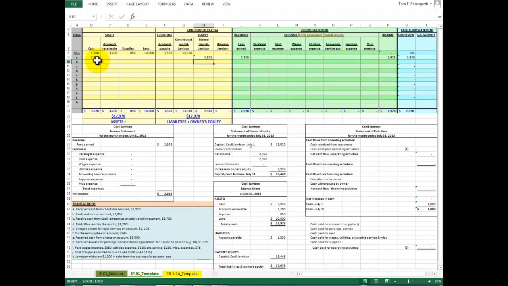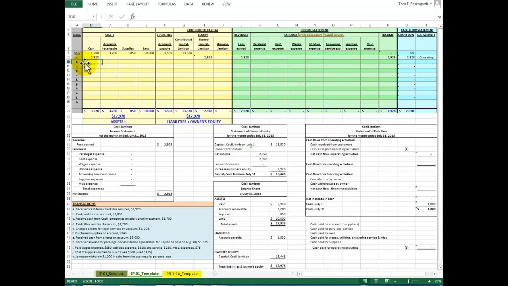Since there was a cash increase, we must categorize that cash change in the statement of cash flows. In this case, collecting cash from customers represents an operating activity. So we will label $2,928 as an operating activity.